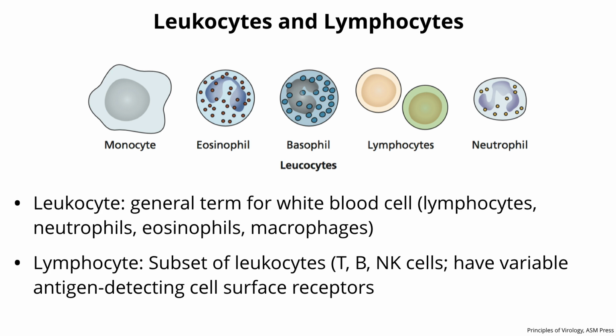The lymphocytes are a subset of leukocytes, and these are distinguished by having variable antigen-detecting cell receptors. They can tell when another cell is presenting antigen to them, as you'll see today. So leukocytes and lymphocytes, I use the terms a lot, and again, when we're talking about lymphocytes, we're meaning a special class or subset of leukocytes.